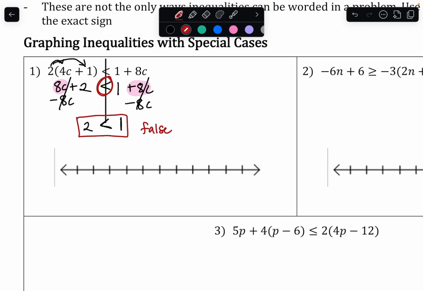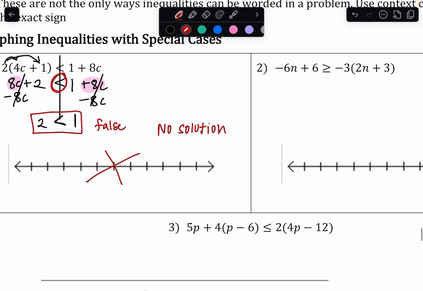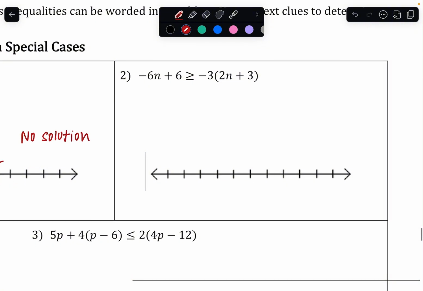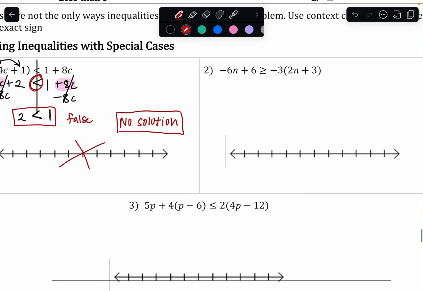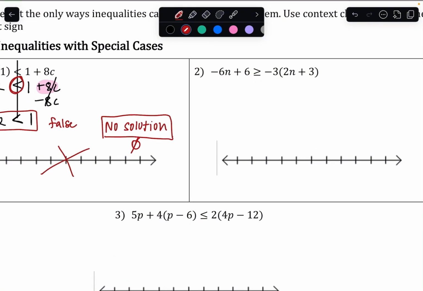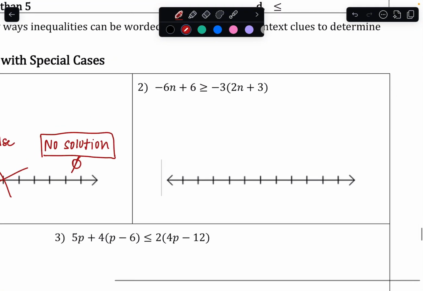So anytime you have a false statement when your variable disappears, your answer is no solution. And so we can't shade anything on our number line. A symbol for no solution is the empty set. It looks like this. If you've ever used Photomath, they'll use that symbol, so now you know where it came from.